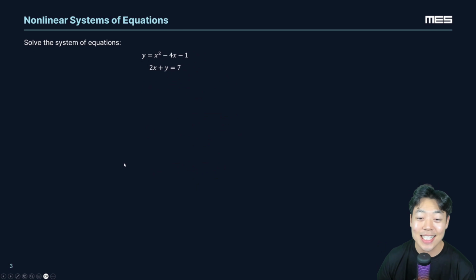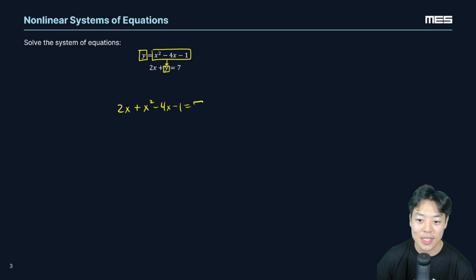Next, systems of equations, not just linear, but nonlinear, is where students tend to struggle. Now, for this one, substitution is key. Identifying that we can substitute here is our very first step. 2x plus x squared minus 4x minus 1 is equal to 7. Since we have a quadratic equation, let's set everything equal to 0, meaning move everything to the left side, since our leading coefficient is already positive. We have x squared minus 2x minus 8 is equal to 0.